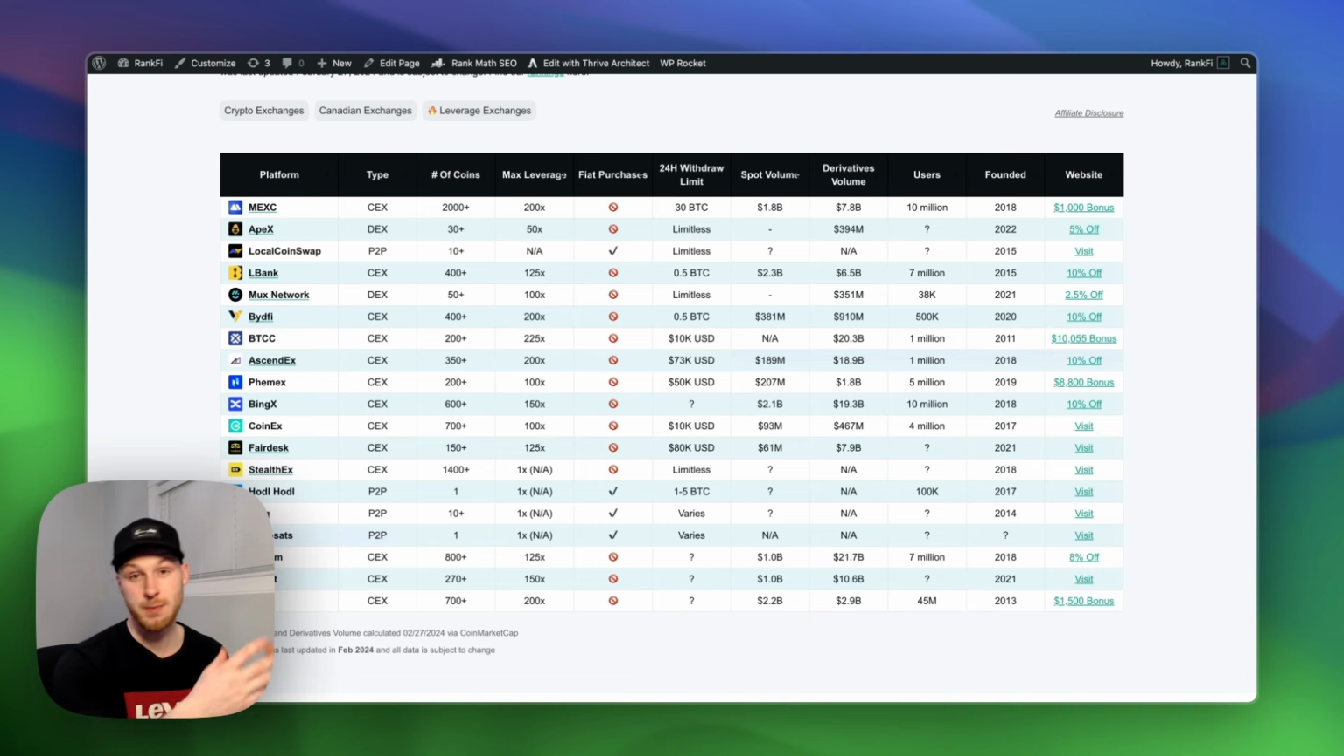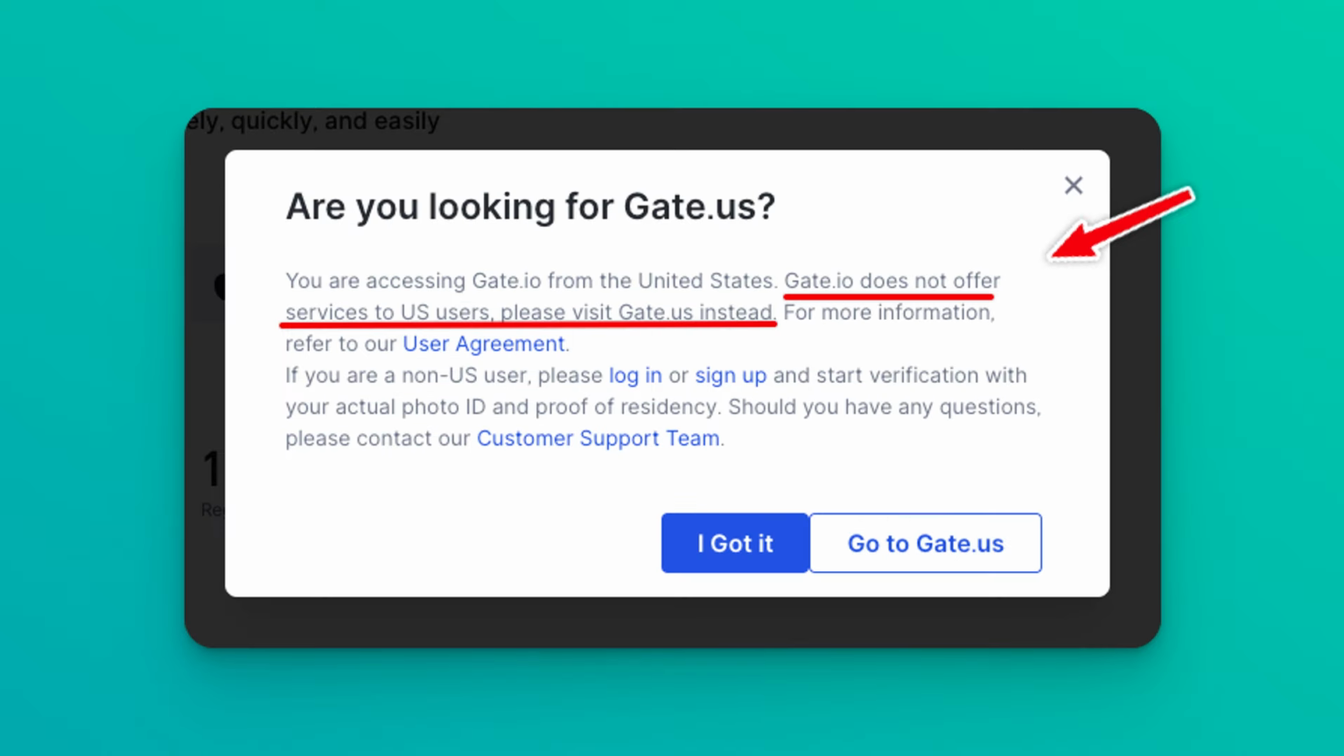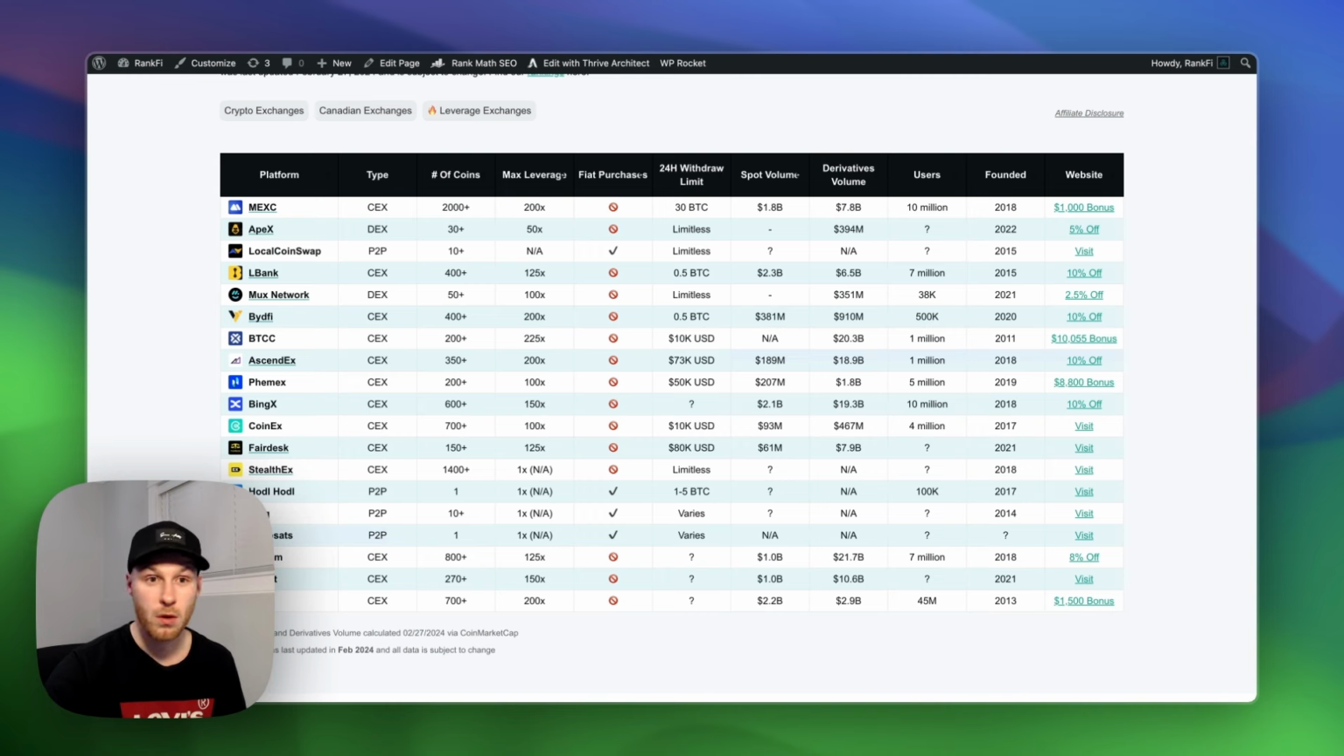And number five, expanding on the point above, some exchanges will block certain regions based on their IP address. So if you're seeing a message like this, you either need to find a different platform that doesn't block your IP or invest in a VPN, which lets you easily change your IP address. I'll link to my favorite VPNs in the description if you're interested, but again, use that at your own risk.